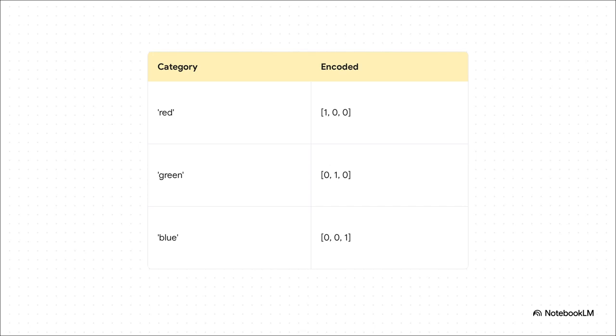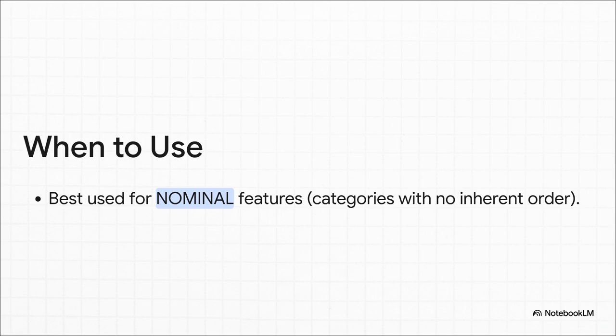The best way to think about it is like you have 3 light switches, one for red, one for green, and one for blue. For the category red, you just flip the red switch on and keep the others off. This completely gets rid of any false sense of order between them. This is your go-to method for what data scientists call nominal features.